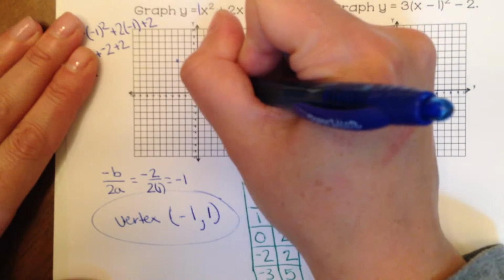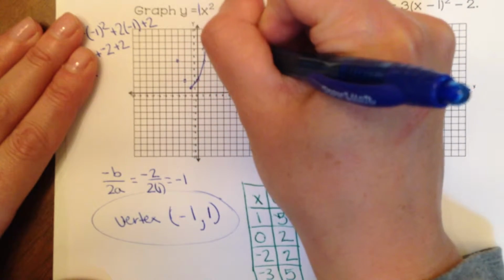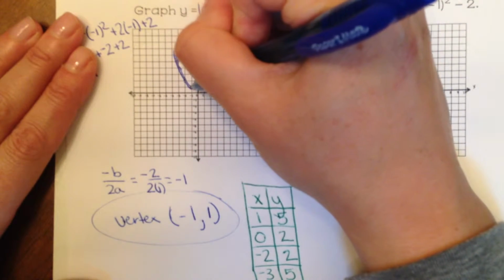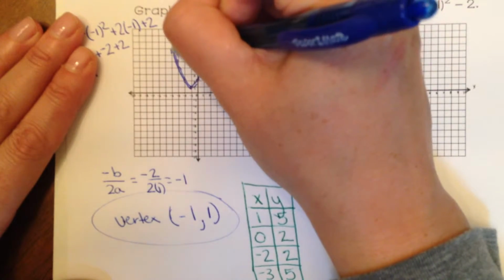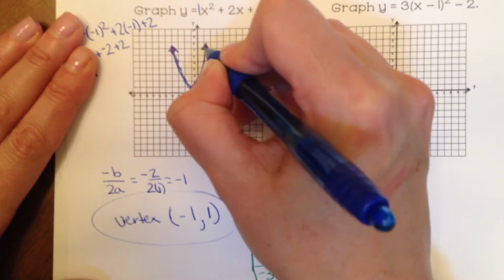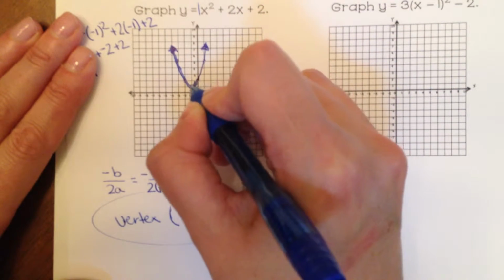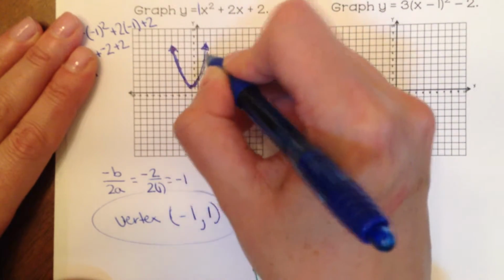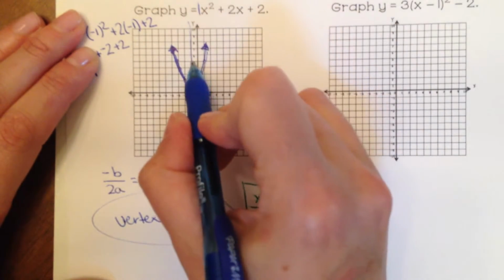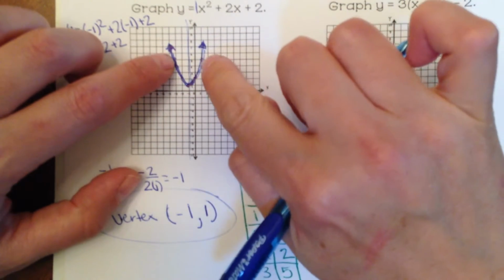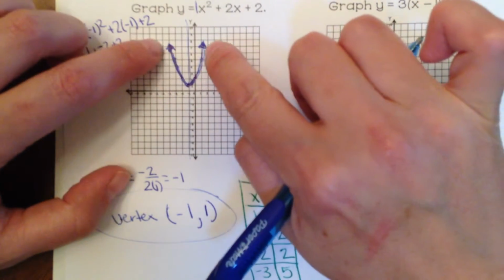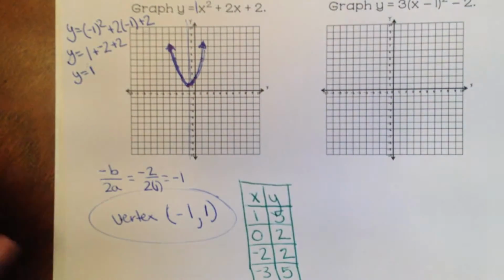Okay, and I can see that my graph is going to go up in this direction. Again, my vertex is right here, so the bottom of the U shape. You can see this is also my axis of symmetry, where no matter where you go out, the distance from either side to the axis of symmetry should be the same all the way up.